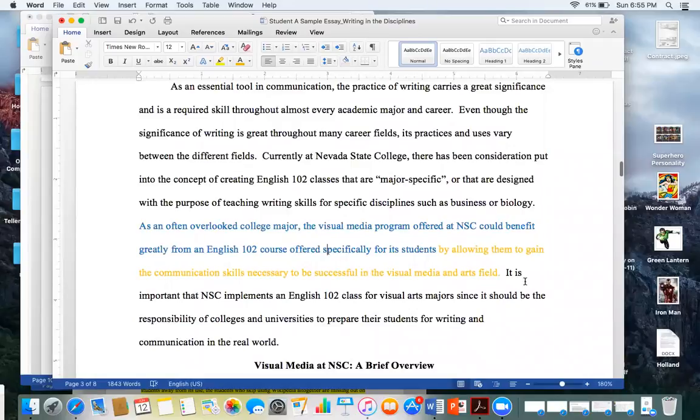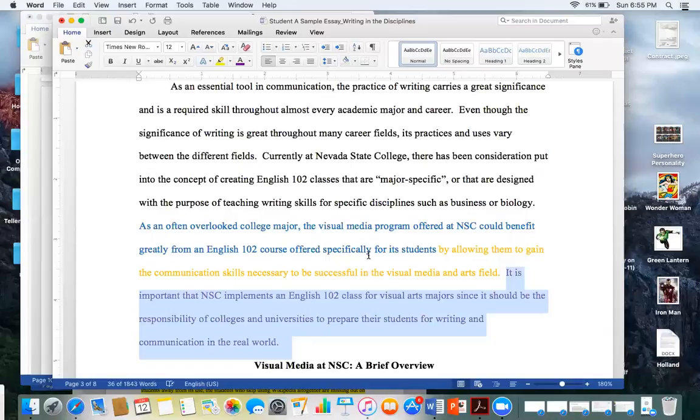And then we turn to the why here, and this is one of my favorite strategies, is to say this is important because, and we can see that the student has done something very similar. It is important that NSC does this to prepare their students. So we see that why. Like, why should your reader care? And I'm going to do that in purple. So we have our what. This is the actual answer to the question. So the question was, should NSC implement these classes? The student says yes, because this is an overlooked major and it could benefit their students.